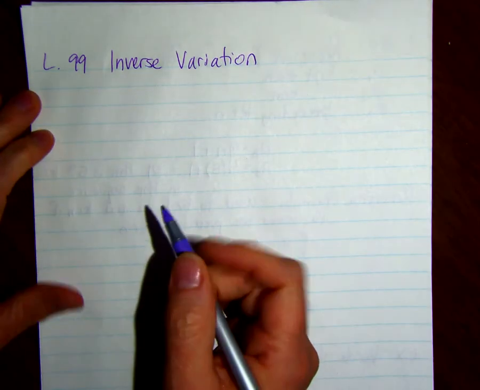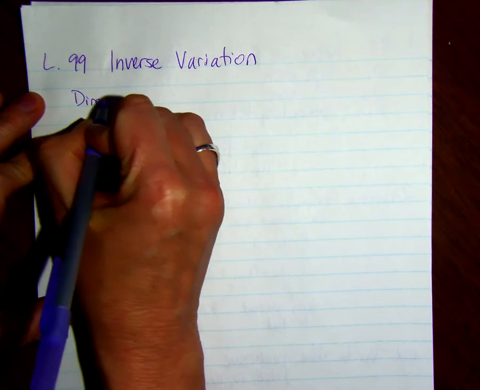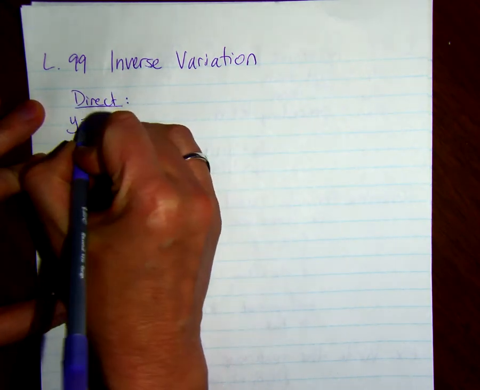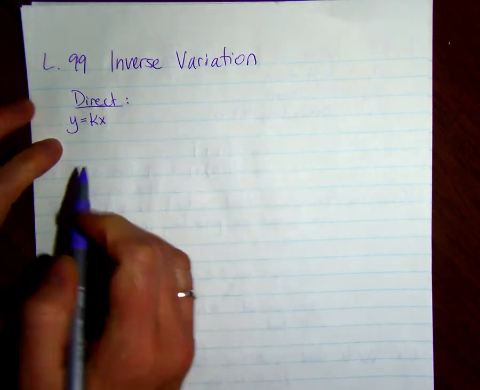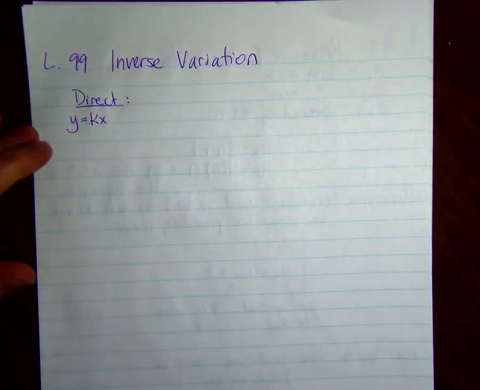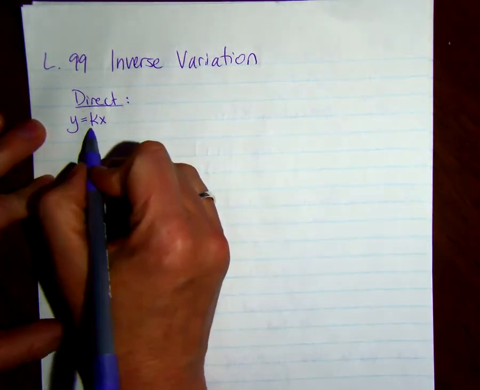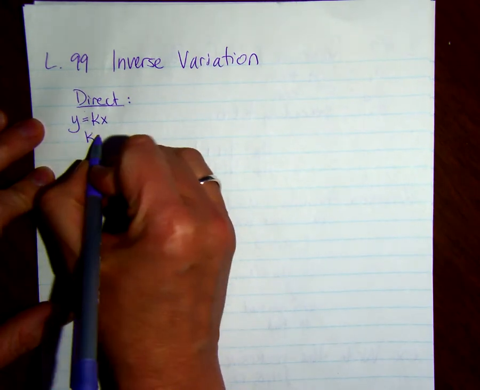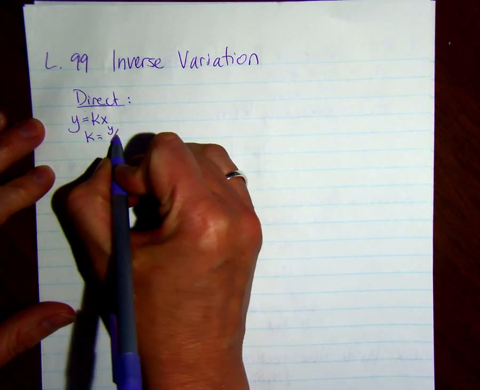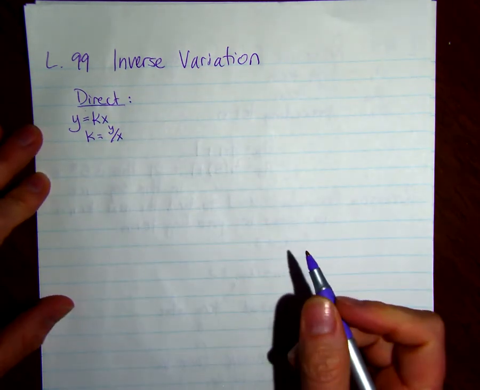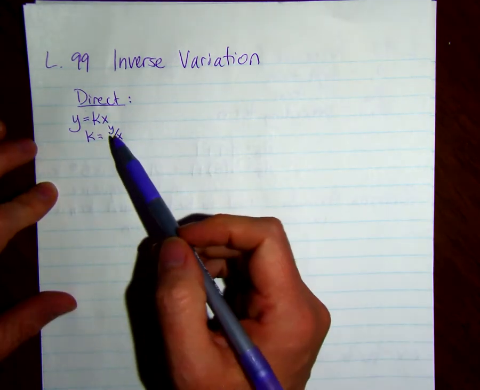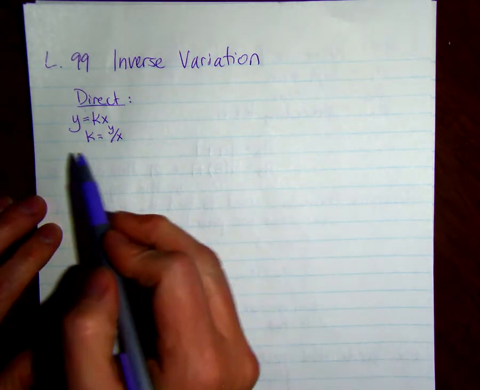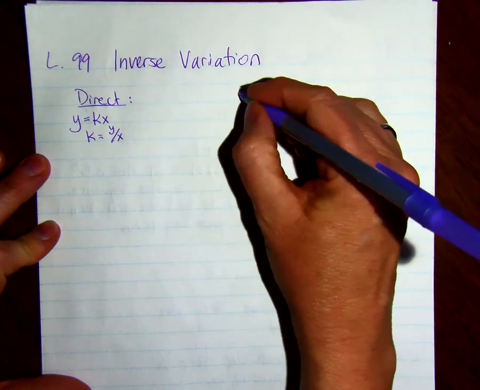So we've talked about direct variation. So this is a little bit of a review right here. An equation that has direct variation looks like y equals kx, where k is a constant. If I wanted to solve for k, I could divide both sides by x, and I would get k equals y divided by x. When we divide y by x, if we have a constant the whole time, then it has direct variation.